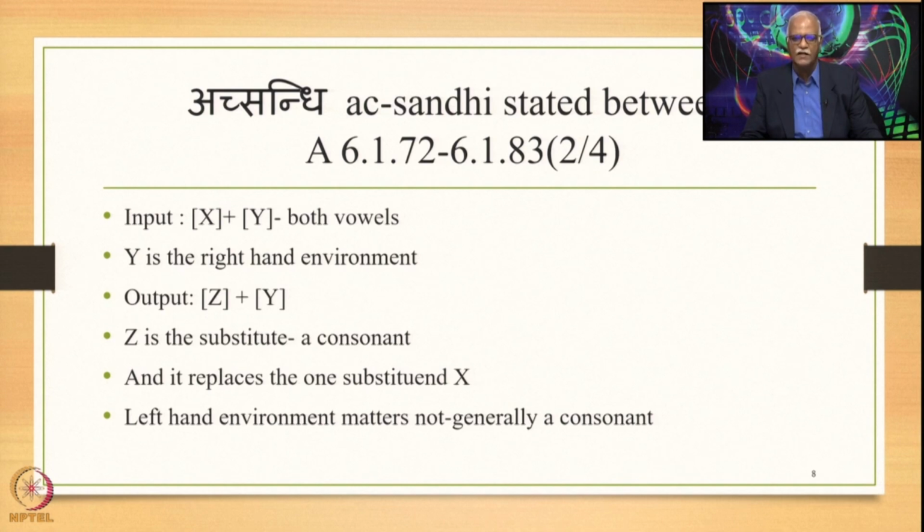6.1.72 up to 6.1.83. In this equation, the left hand side environment generally does not matter. It is generally a consonant, because if the left hand side environment is a vowel, then there might be the same situation that might arise as shown on this slide, with of course some exceptions. But generally it is a consonant which appears on the left hand side, and that environment does not really matter as far as this subsection of ach sandhi is concerned.